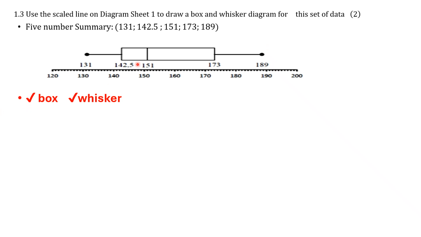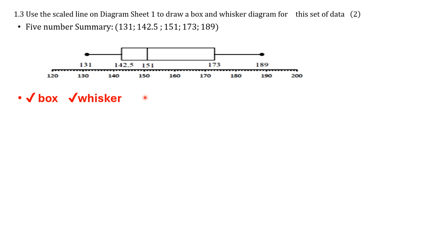So 1 mark for my box there, and then 1 mark for my whiskers being at 131 and 189. Alright, and take note, it is to scale: 120, 130, 140, 150, 160. So you have to draw to scale. You can't just go draw 131, 142, 151. You have to draw it to scale, because normally the question that follows is going to ask whether the data is skewed to the left or skewed to the right.